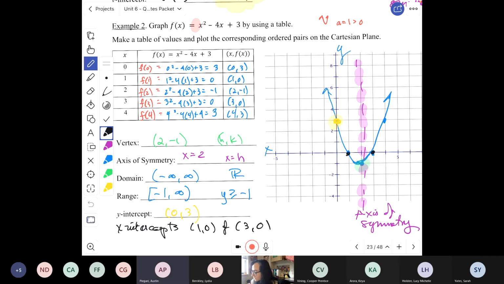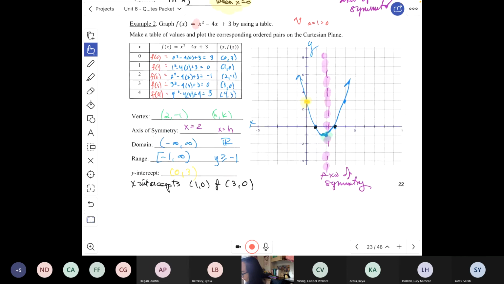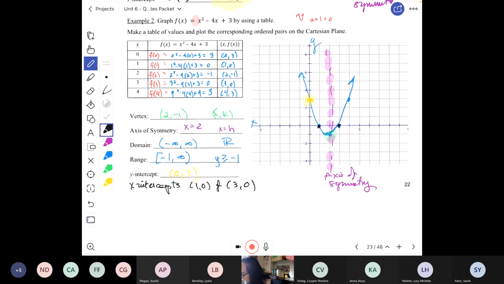And these are exactly the solutions to this quadratic equation. These are the x values. 1 and 3 are the x values so that our output is 0. So these are your solutions, your roots as well. Okay? Now, for kicks, since we did talk about the vertex form of a quadratic function, let's go ahead and look at the vertex form.